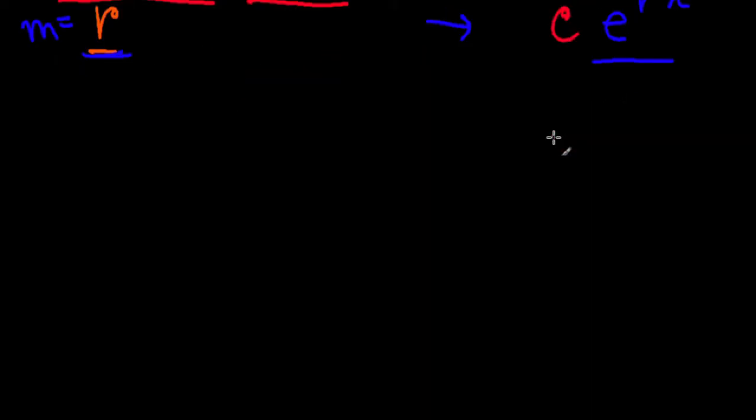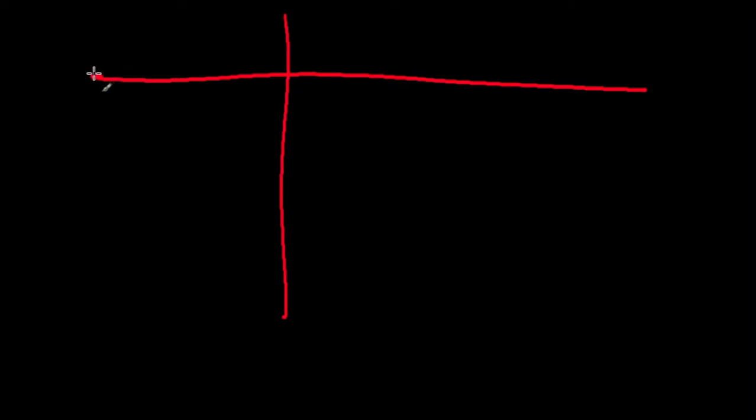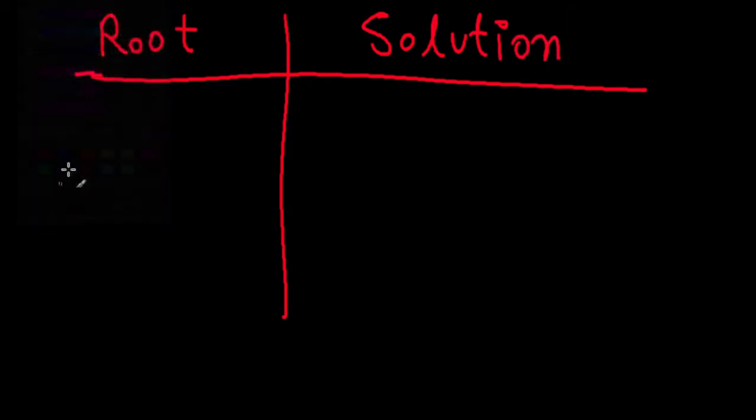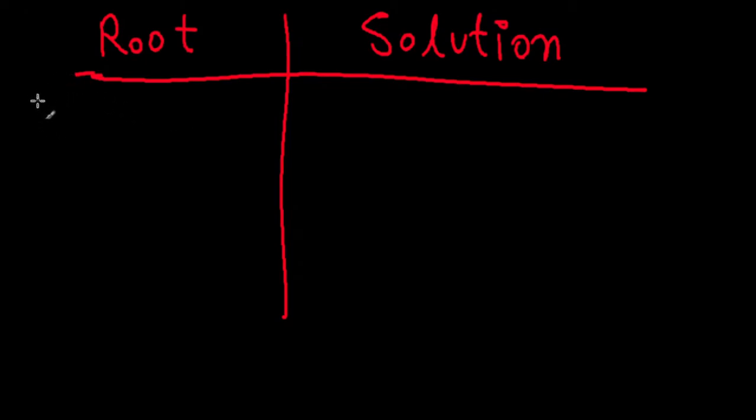The important thing is, and now I'll actually make a table here. This is pretty important. On the left, I'm going to have the root, and on the right I'm going to have the solution that those roots contribute. Let's say you have k distinct real roots.